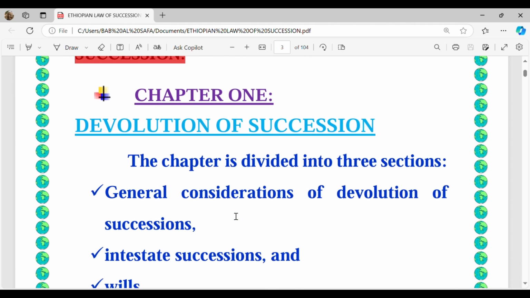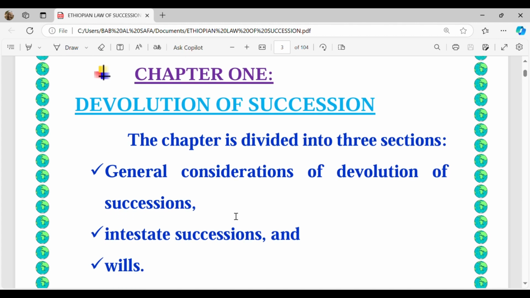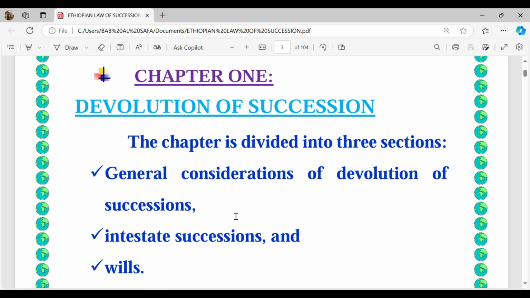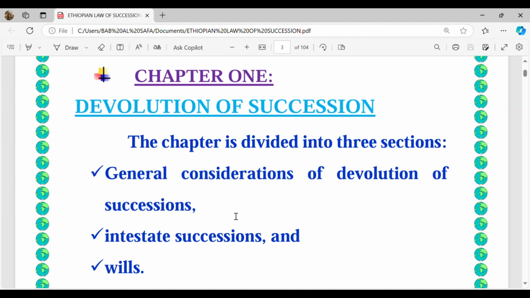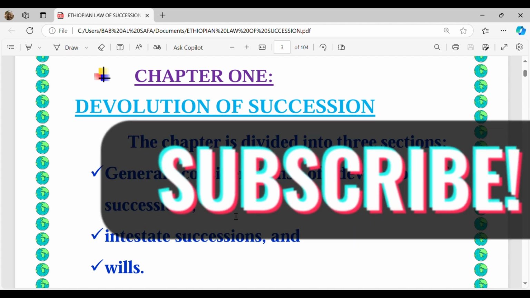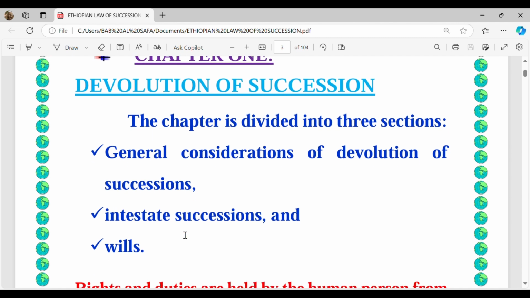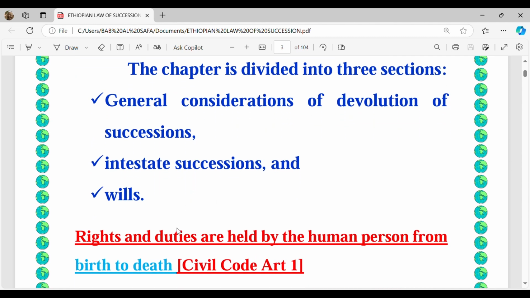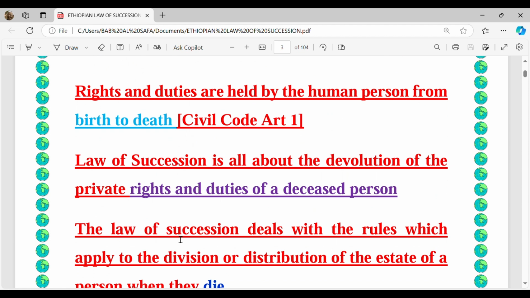So having this understanding in mind, it is better to begin the first chapter, which is all about the devolution of succession. This chapter is divided into three sections. The first one is the general considerations of the devolution of succession. The second one is intestate succession, and the third one is will. So now let me tell you some important things here.